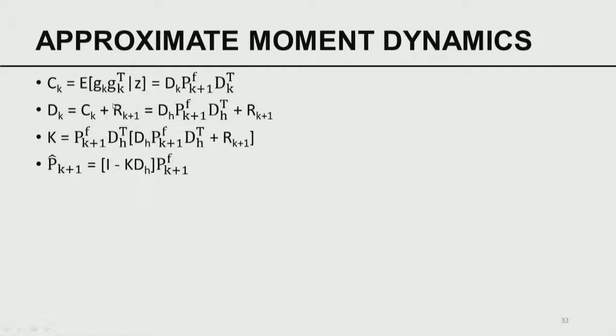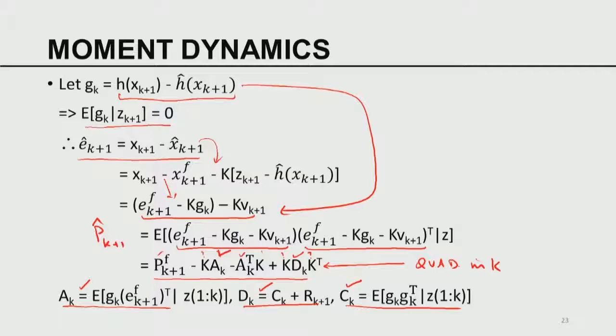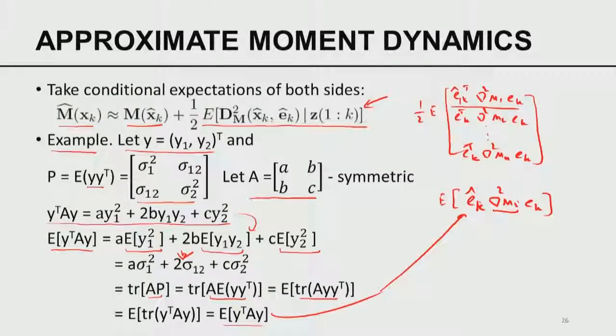Therefore, G_k is given by x of k plus 1, and I'm going to express this by a second order Taylor series minus this. So G_k, I'm sorry, there's an error term in here. Please go back. I would like to go back to the definition of G_k. So you look at this now. At the top of page 23, G_k was defined as h of x_{k+1} minus h hat of x_{k+1}. And that's what I'm now going to have to pull in here.